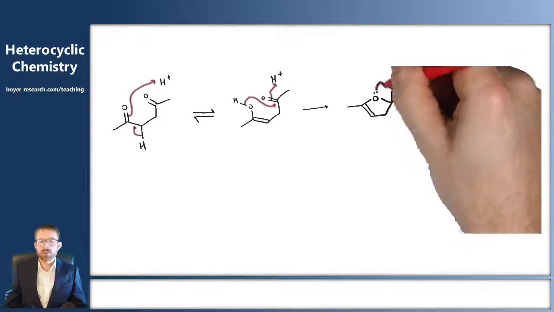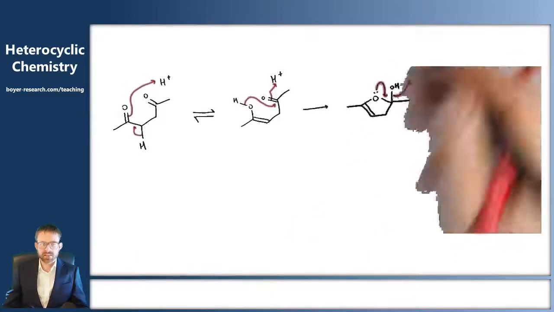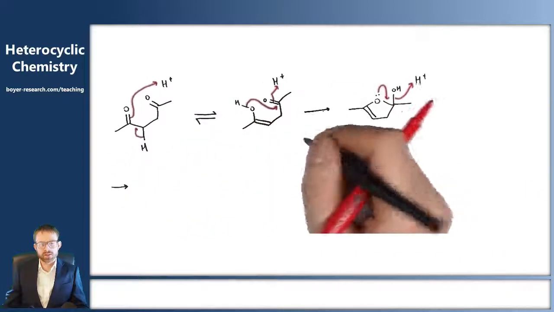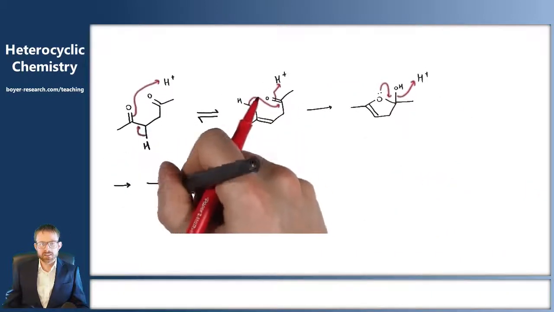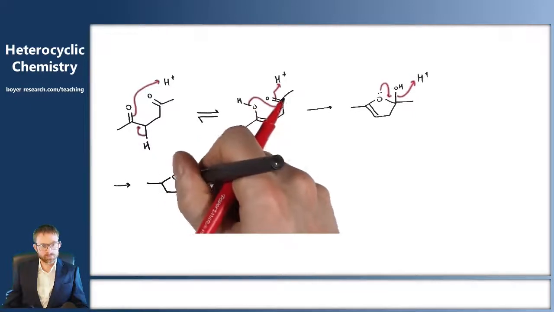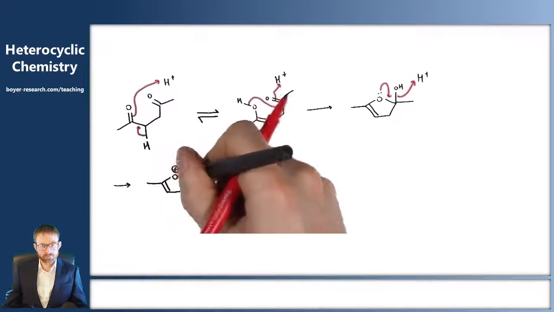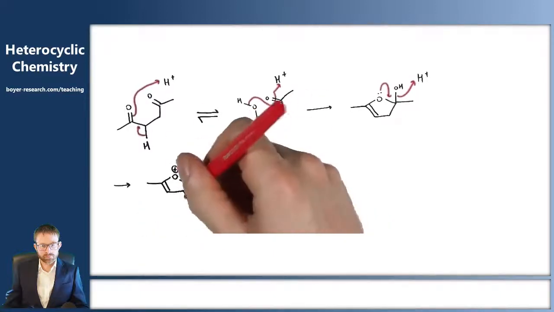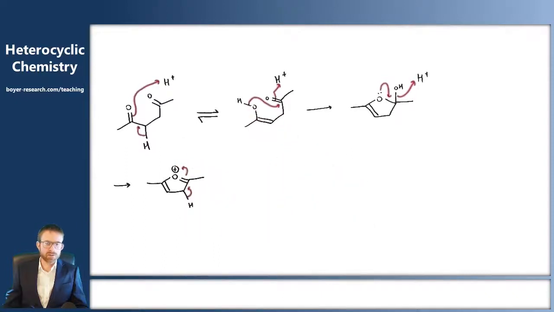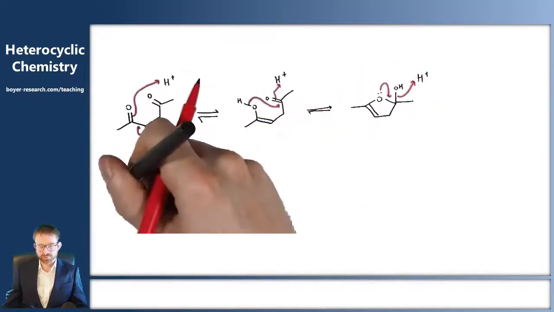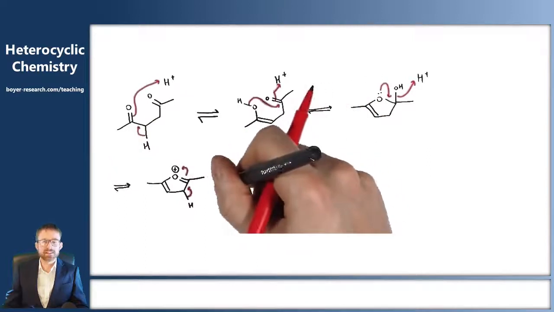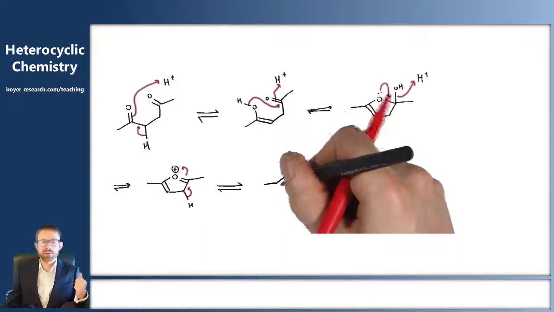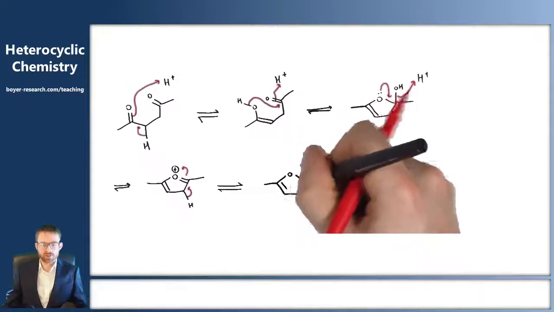Finally, we can use the oxygen lone pairs to assist with the elimination of water, first forming an oxonium species, and then by loss of a proton to build the aromatic system. Remembering that each of these steps is reversible, that takes us from our 1,4-dicarbonyl compound to our furan product.